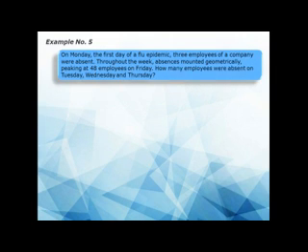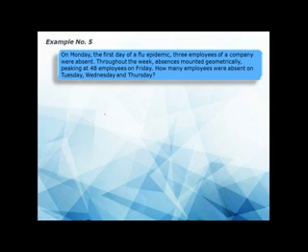So we're down to our last 2 examples. We have example number 5. On Monday, the first day of a flu epidemic, 3 employees of a company were absent. Throughout the week, absences mounted geometrically, peaking at 48 employees on Friday. How many employees were absent on Tuesday, Wednesday, and Thursday?